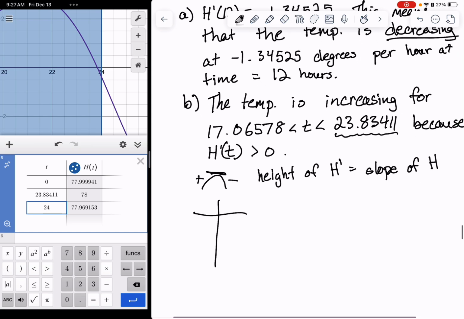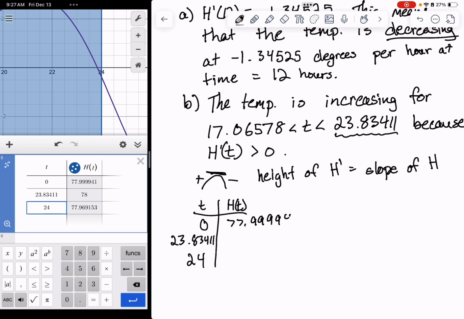23.83411. So we're going to say for time t, for time h of t, we'll copy our table over here. If you're doing this on a laptop device, you could just screenshot that table and throw it in as well as part of your response. But we're going to just write these out, 23.83411 and 24. And then we have, this is 77.99991. And then we have 78 and 77.969153.